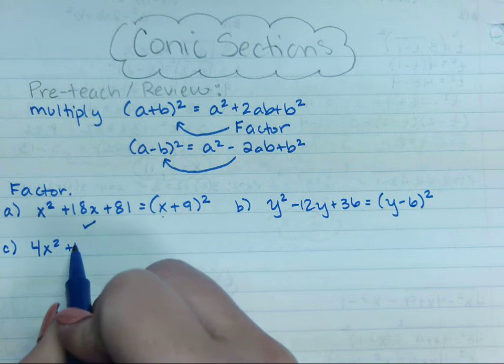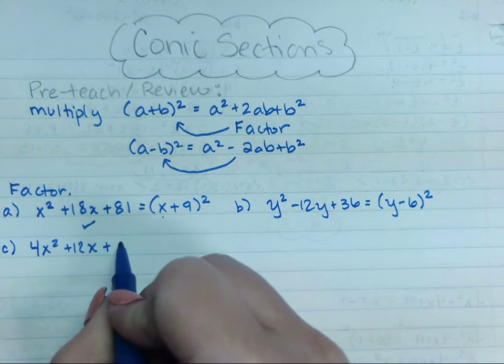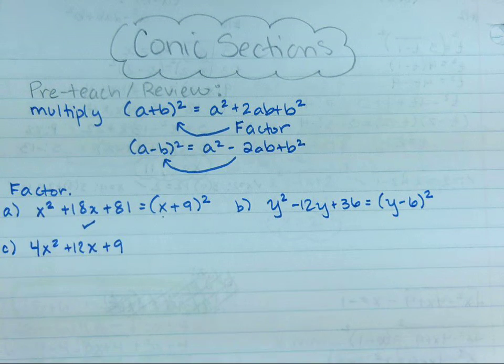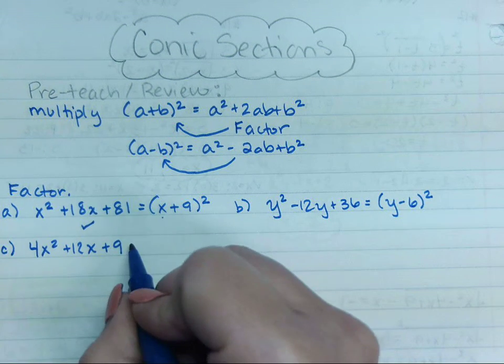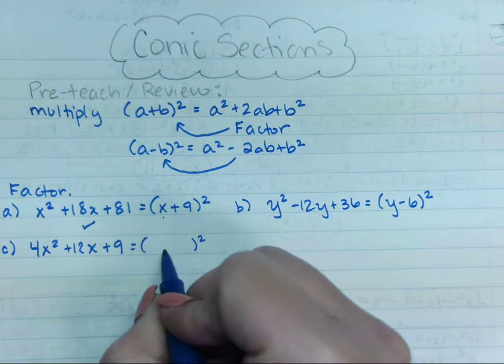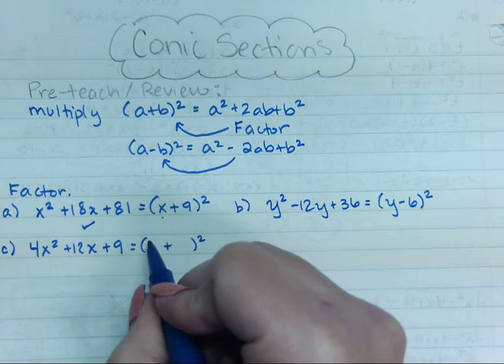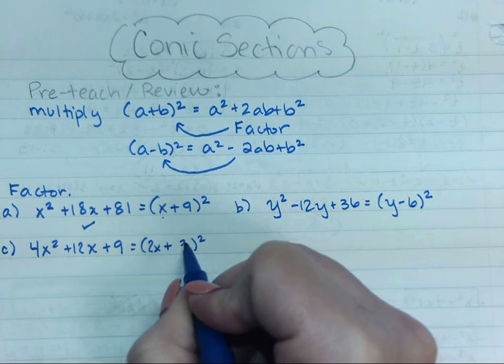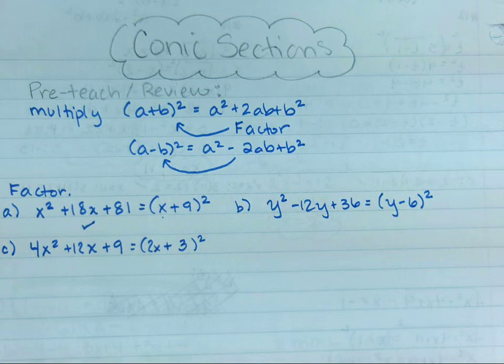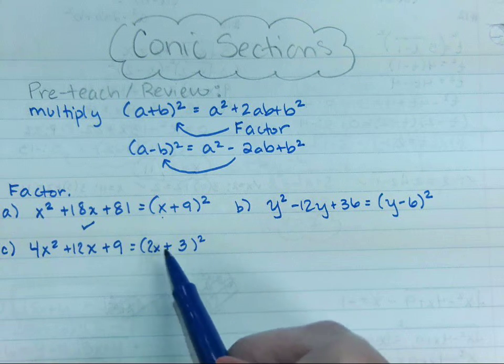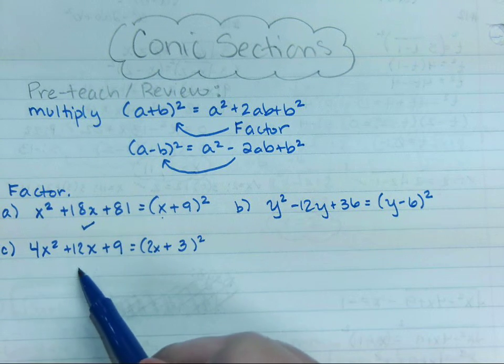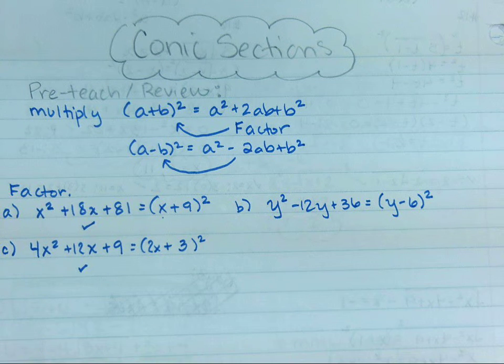And it works the same when you have a number in front of the x squared term. All right, so middle term is positive, so your binomials are going to be separated by positives. And if I take the square root of the first term, I'm going to get 2x. Square root of the last term is 3. And then I'm just checking if 2 times 2x times 3 is this middle term. And so that would be factored correctly.